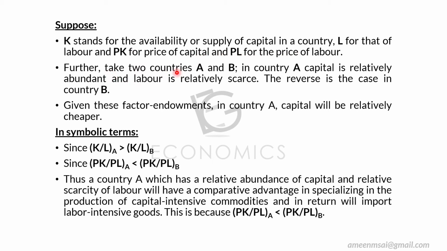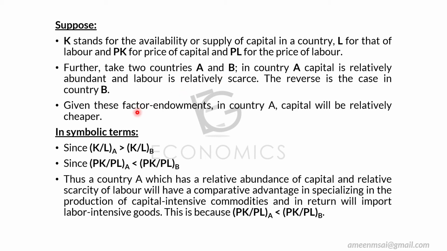Further, two countries A and B. So we are also considering two countries, country A and country B. In country A, capital is relatively abundant, and in country B, labor is abundant. So in country A, capital is abundant and labor is scarce, and in country B, labor is abundant and capital is scarce.